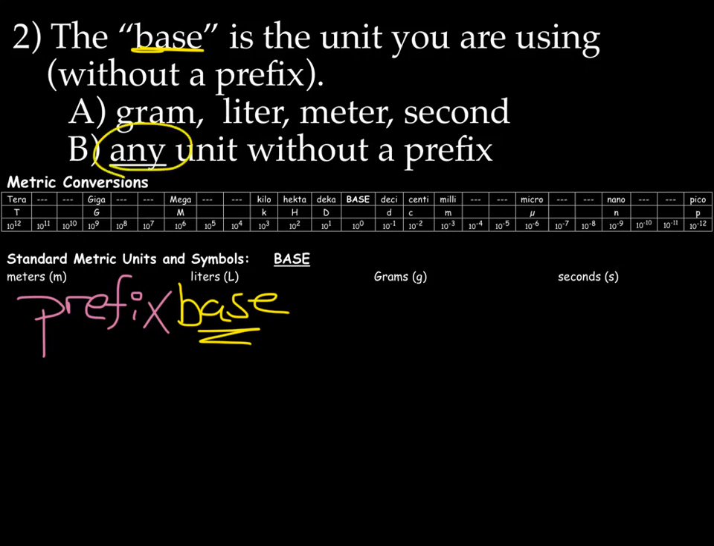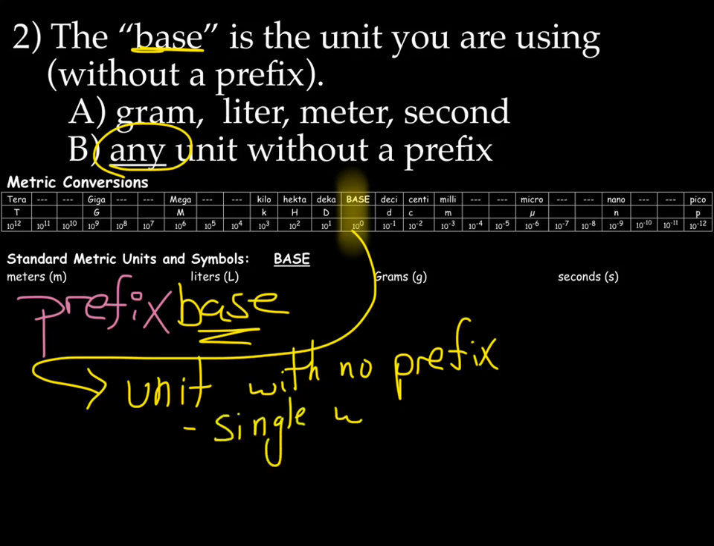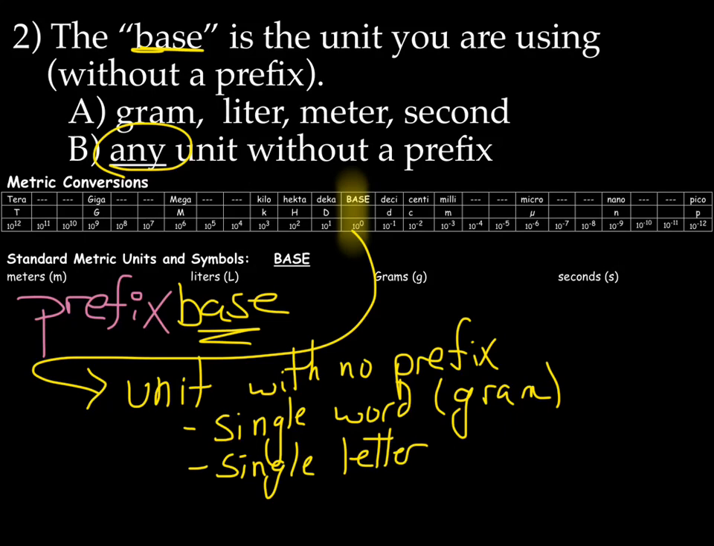All right, so you'd find the base on the table in about the middle there, and you would use that location if you have a unit with no prefix. Okay, so what would that look like? It would be a single word, for example, gram, or a single abbreviation letter. So, for example, g.